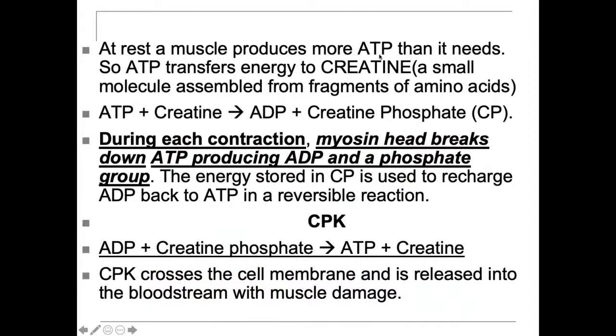So at rest, a muscle produces more ATP than it needs, so it's going to transfer some of that energy or a phosphate to creatine. So you have ATP plus creatine, you're going to get ADP plus creatine phosphate. Here you're going to have ADP plus creatine phosphate. You're adding a phosphate to ADP. Now you get ATP and creatine hanging out.